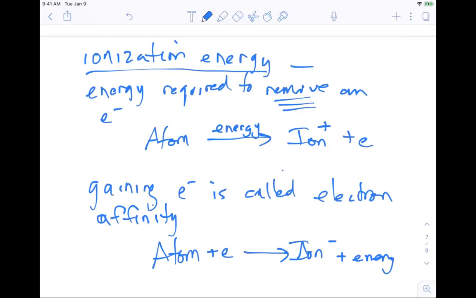Okay, so just to remind you, ionization energy is the energy you have to put in.